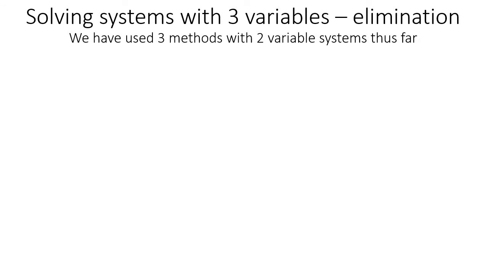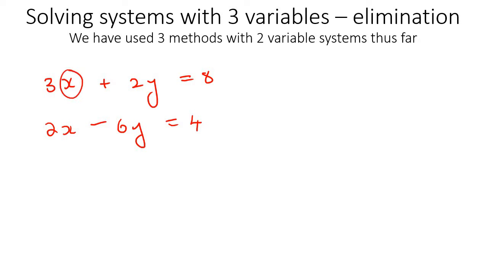In this lesson, we are going to be learning how to solve systems with 3 variables, which is crazy. Now, up till now, we've been solving 2 variable systems. What do I mean? Like, you'd get 3x plus 2y equals 8, and 2x minus 6y equals 4. So, 2 different variables, x and y. And how did we used to solve those?